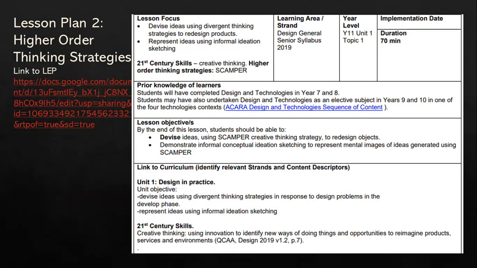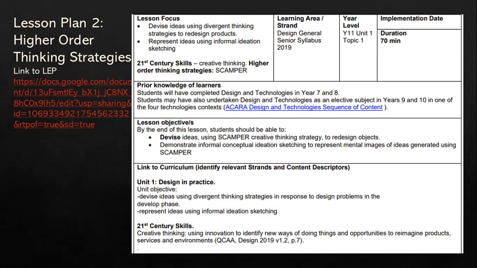Lesson 2 centers on higher order thinking strategies, with students using the SCAMPER creative thinking tool to practice divergent thinking. The lesson connects to the syllabus curriculum for Unit 1, Design in Practice. Unit objectives: to devise ideas using divergent thinking strategies in response to design problems in the develop phase, and represent ideas using informal ideation sketching.